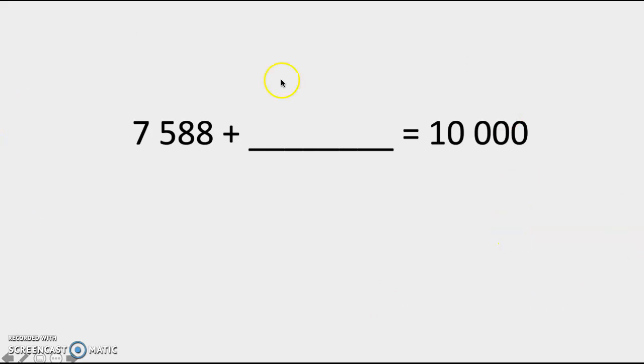Now here is a harder one, as it gets more numbers that you have to figure out, as we have 7,588 plus another number equals 10,000. Again, we can see this subtraction number sentence, which is also a number sentence. Both of them equal the same answer.